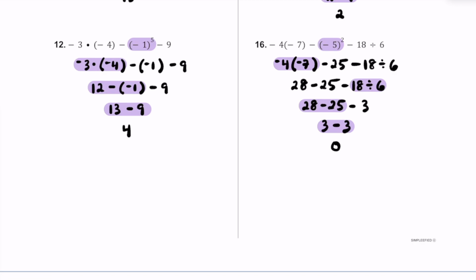Alrighty, so there you have 16 different practice problems where we went ahead and evaluated some numerical expressions. We followed the order of operations. For these particular problems, we had to deal with some integers, so we dealt with some positives and negatives as well.